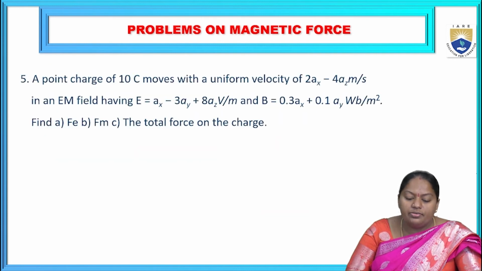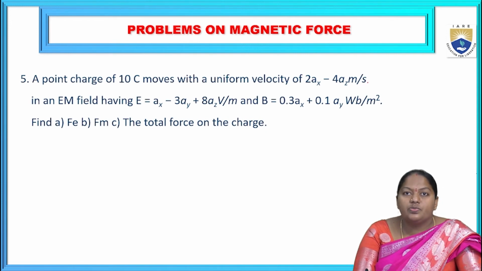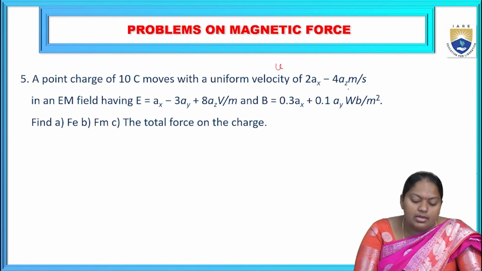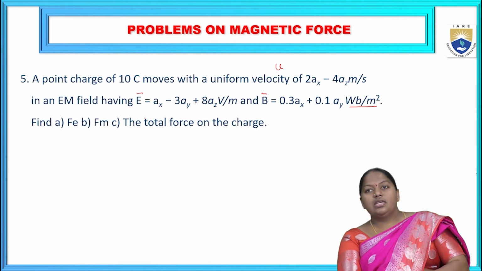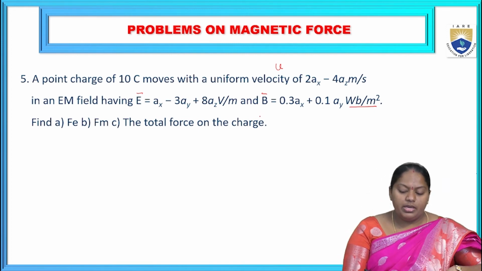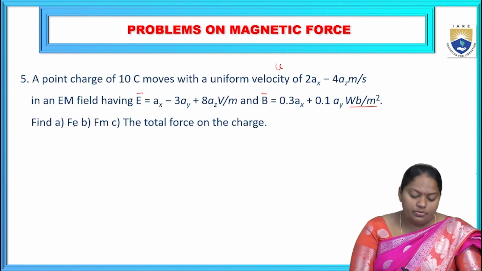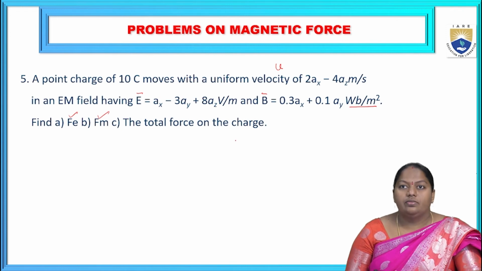Next, a point charge of 10 coulombs moves with a uniform velocity of 2ax minus 4az meters per second, in an EM field, electromagnetic field, having E equal to ax minus 3ay plus 8az volts per meter and B equal to 0.3ax plus 0.1ay Weber per meter square. Velocity is given, electric field intensity E is given, and the magnetic flux density B is also given. Now from this we should find first the electric force, then the magnetic force, and the total force on the charge.